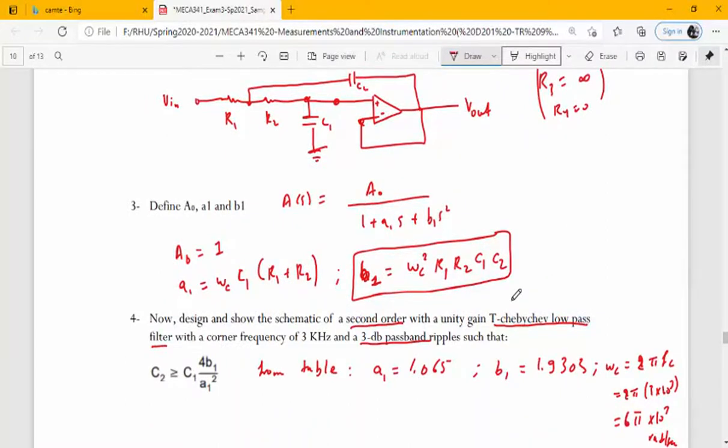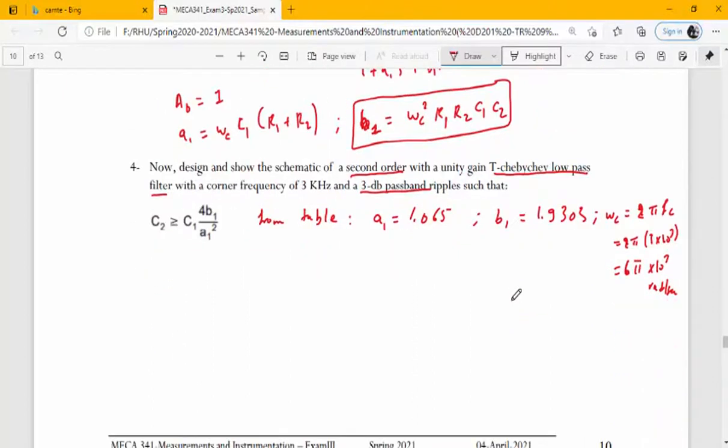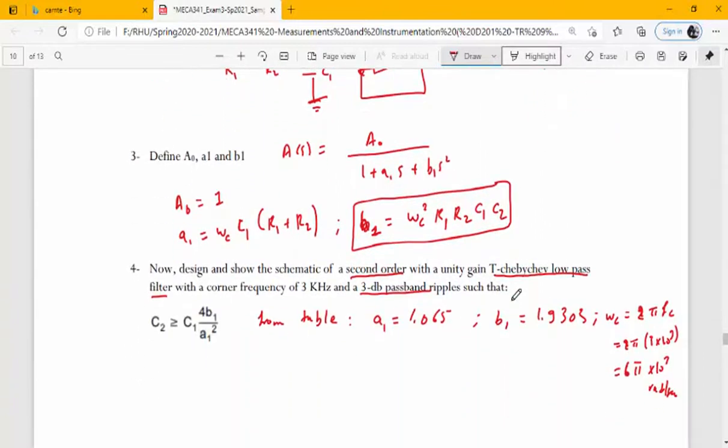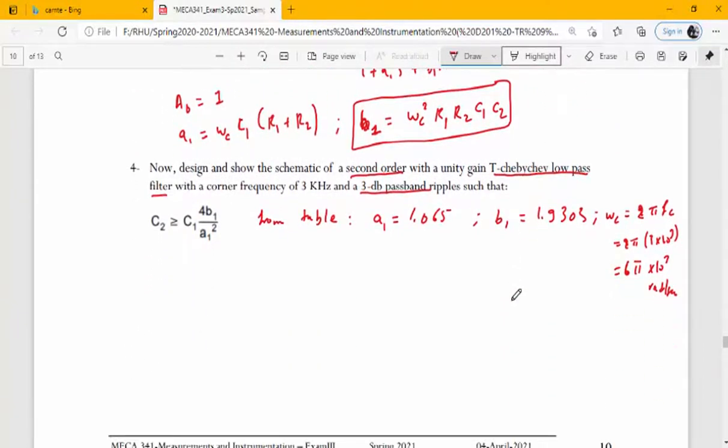We are given a condition that C2 must be greater than C1. So we can choose C1, find C2, and then solve for R1 and R2. If this condition is not given, then we can choose C1 and C2 randomly and solve for R1 and R2. Usually I take C1 equal to C2. In this case, we are given this condition for practicality. If we solve this characteristic equation to determine R1 and R2 easily, we need to have C2 greater than or equal to C1 times 4 B1 over A1 squared.